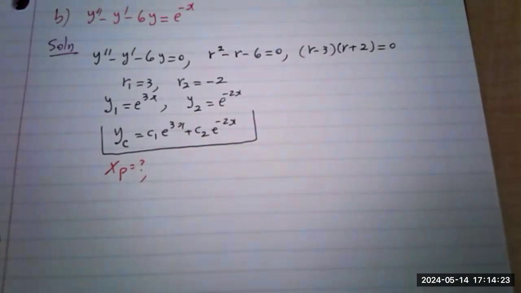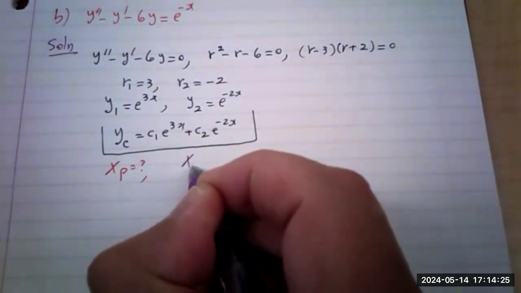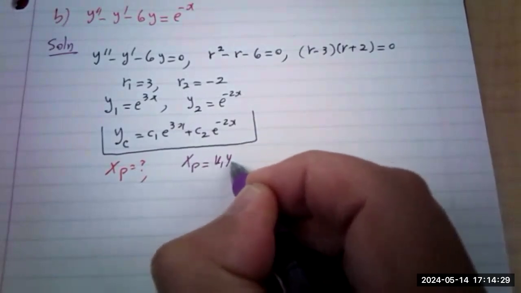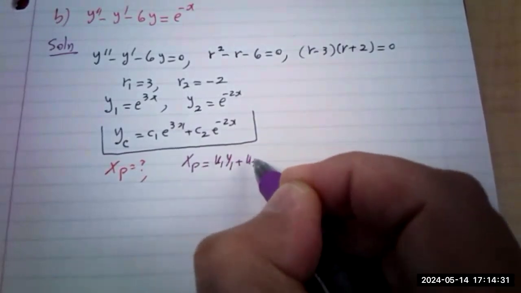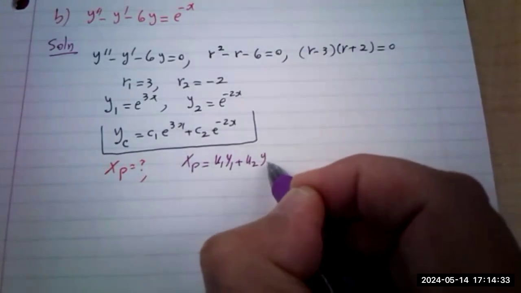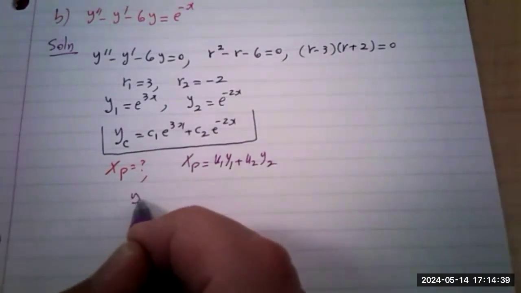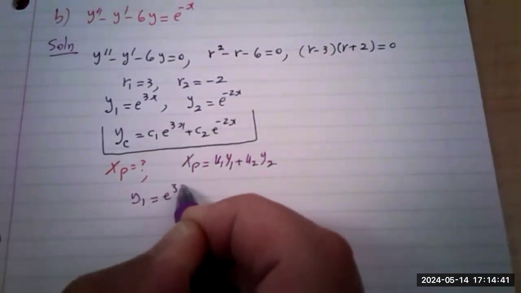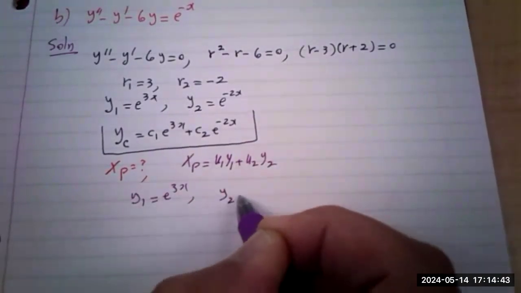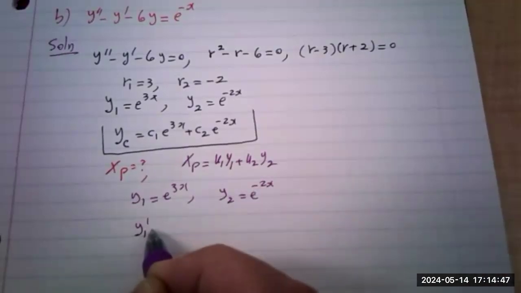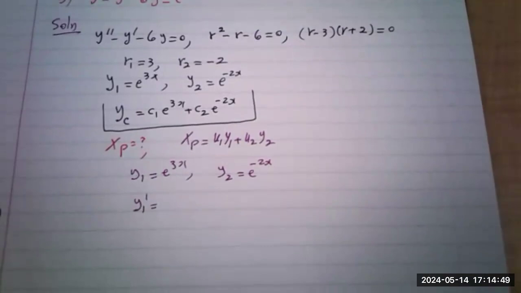So your yp is again going to be u1 y1 plus u2 y2. As we talked about, we have to check the Wronskian again. So y1 is e to the 3x, y2 is e to the negative 2x, and for y1 prime, the exponential function will be the same.